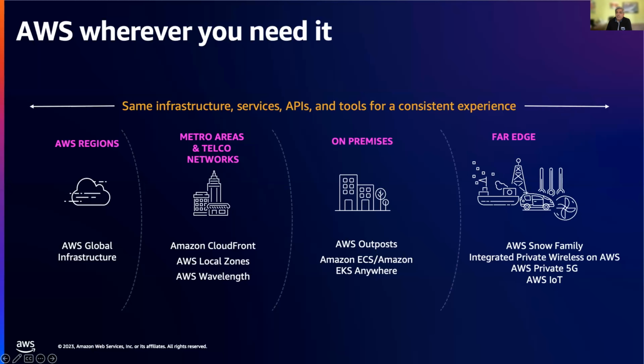And then finally, you have the far edge, where we talk about whether it's on a ship or in some remote base in a remote area where there's no connectivity. How do you do some local processing? How do you help get the data from there? We'll go into a little more detail on things like the Snow Family, which is our family of storage devices that actually helps you with some local compute and storage itself.